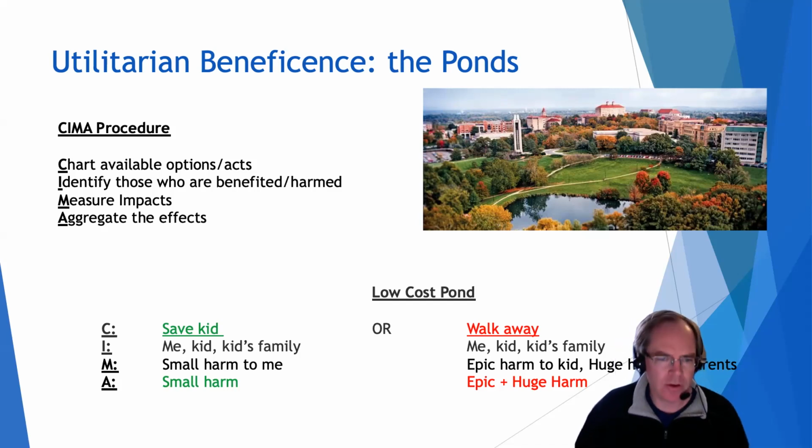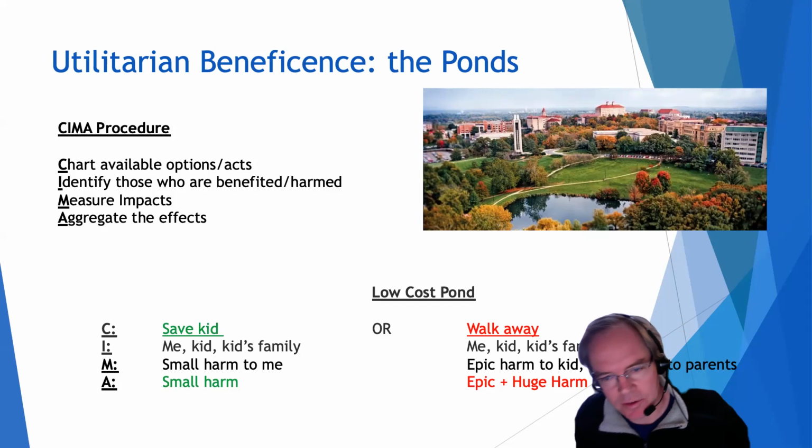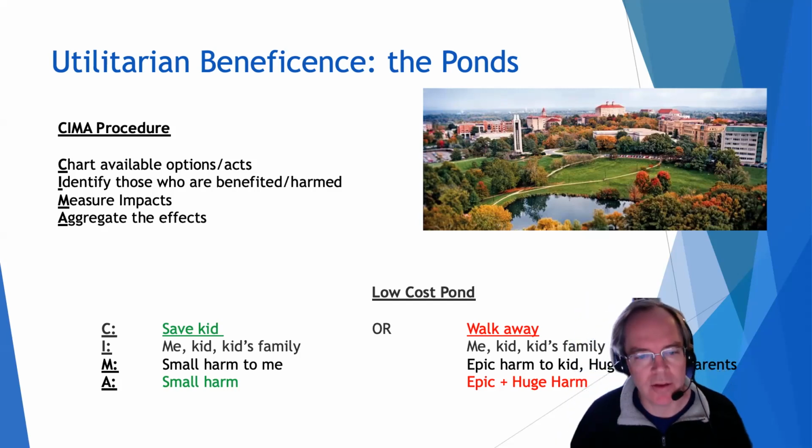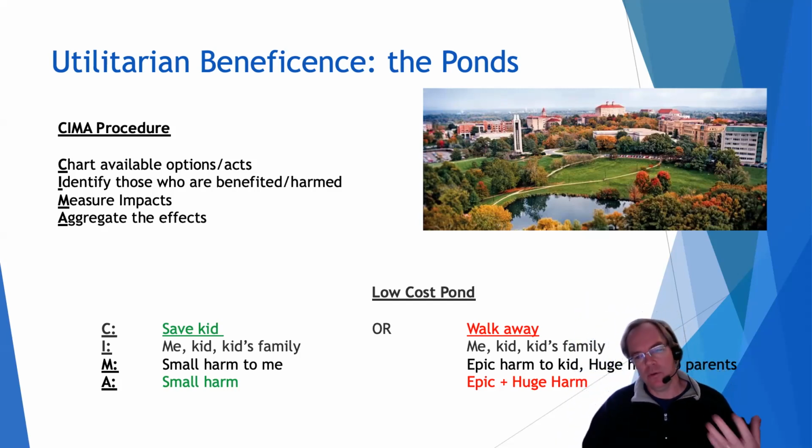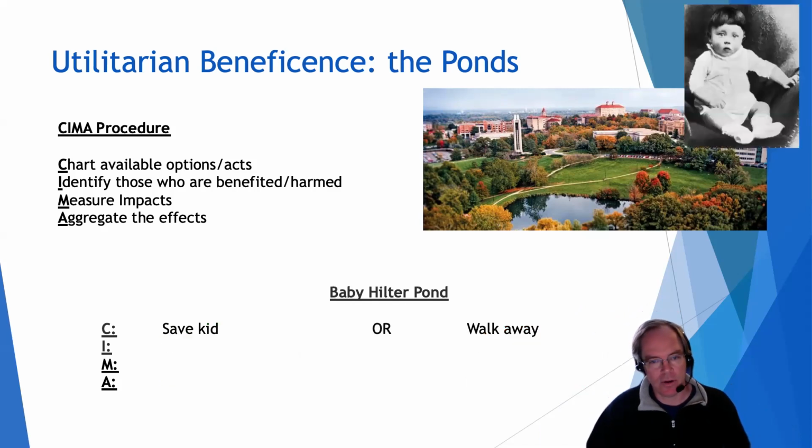And you might add in the happiness I would generate in the children too, but you get the basic idea that you can use this CHIMA procedure to chart out your options in a situation and calculate out in a rough and ready way what the utilitarian theory will say is right and wrong to do.